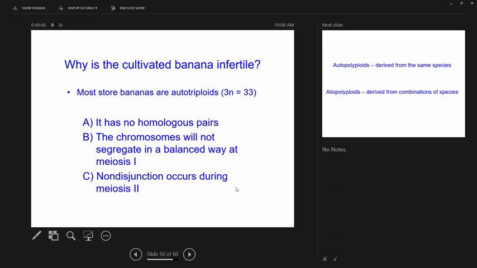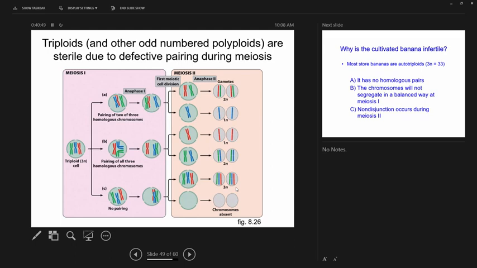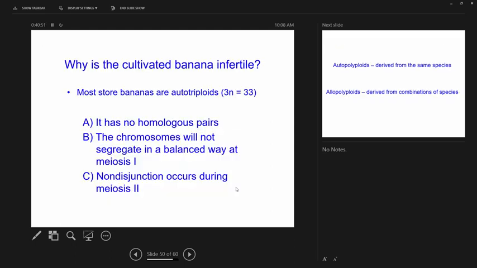All right, so based on what we just said here, why are they not fertile? Why do you get those little black dots that you can eat versus big seeds that you would have to carefully separate and spit out?